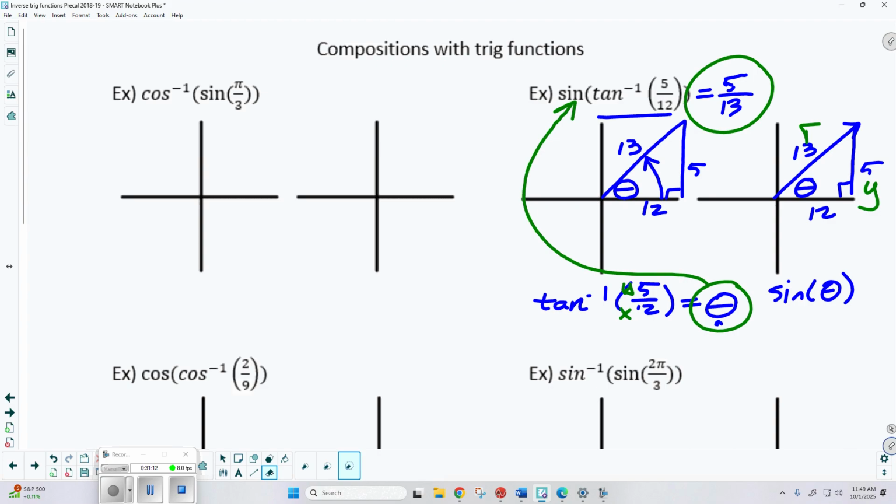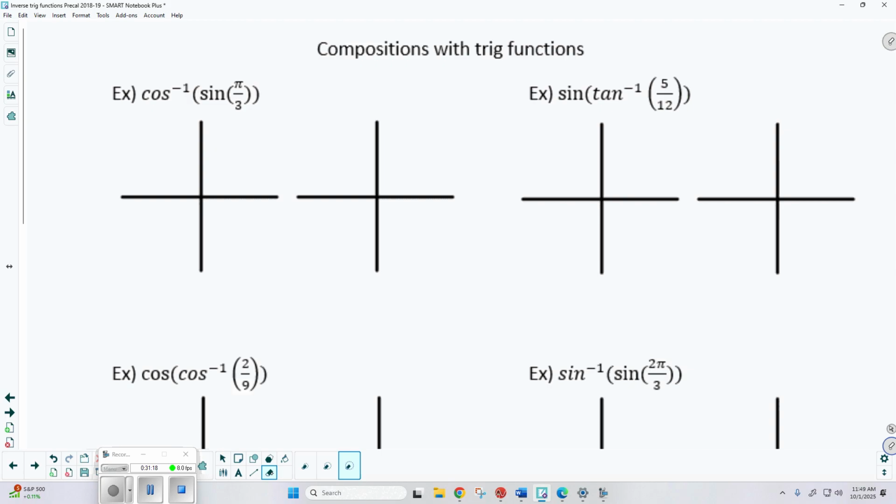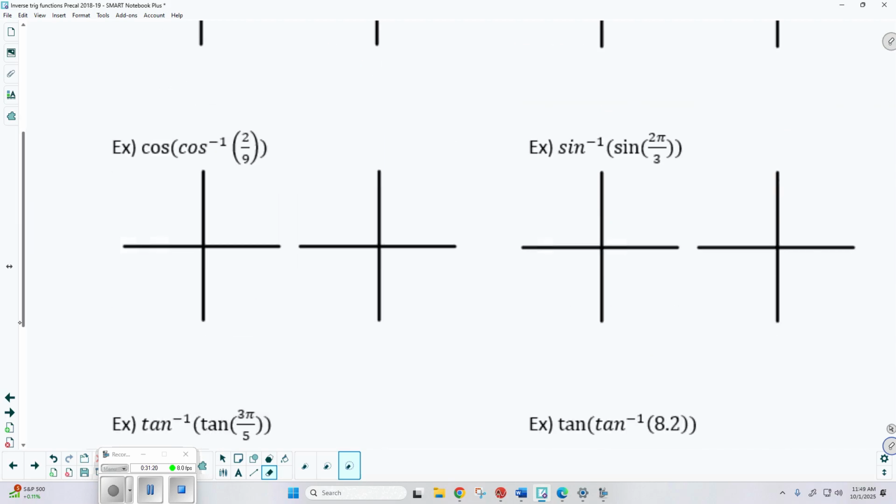Cosine of cosine inverse of 2/9. Okay, so 2 minutes on the clock. Cosine of cosine inverse of 2/9.